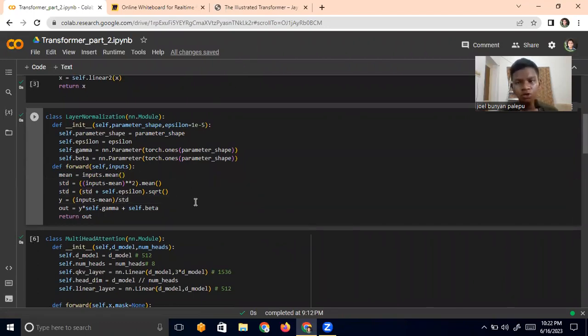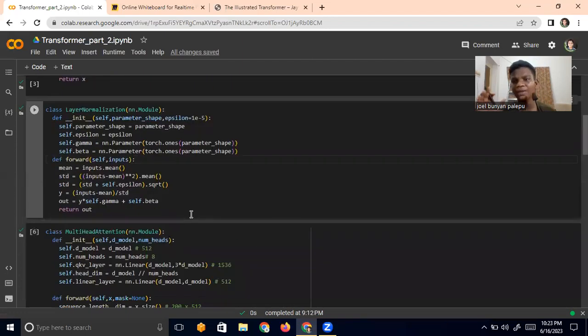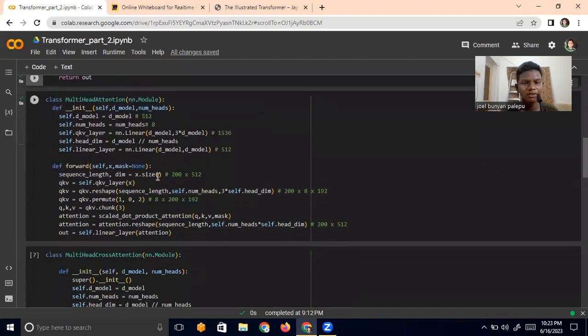So if you don't do stable normalization, you might have the risk of your model running into exploding gradients or vanishing gradients. Therefore, we perform this normalization in order to make the values closer to each other, right? I think that is it. And then we are going to have multi-head attention.